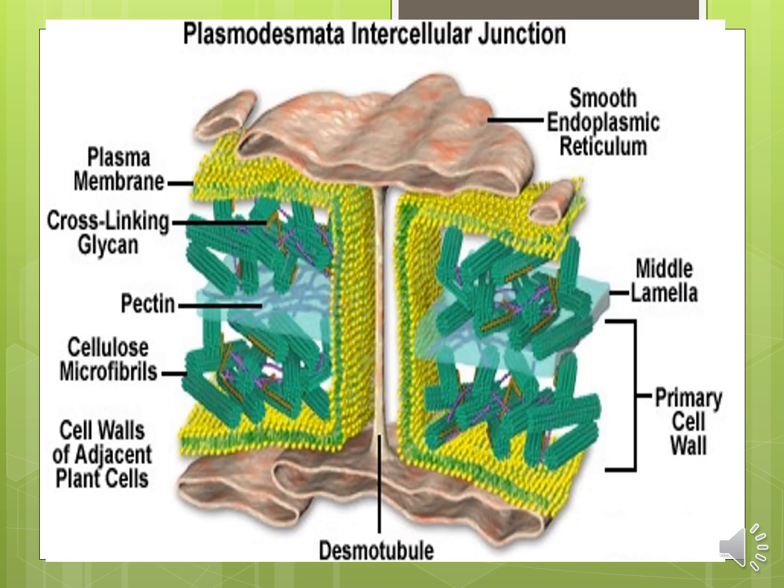And this is the intercellular junction of plasmodesmata. The parts of the plasmodesmata are smooth endoplasmic reticulum, middle lamella, primary cell wall, desmotubule, cell wall of adjacent cells, cellulose microfibrils, pectin, and then cross-linking glycan and plasma membrane. So these are the parts found in the plasmodesmata.